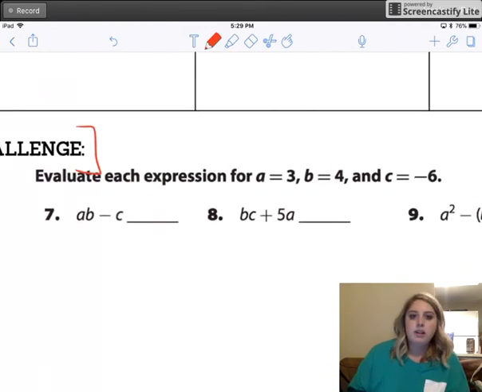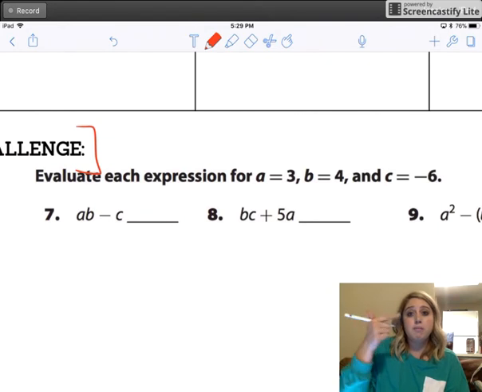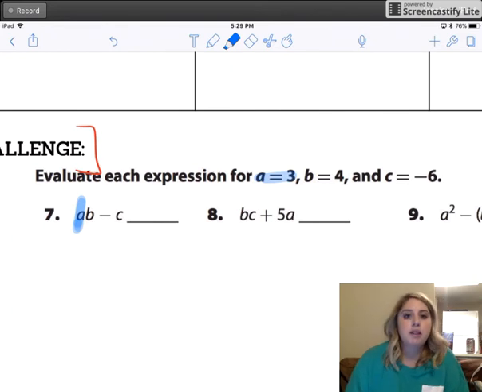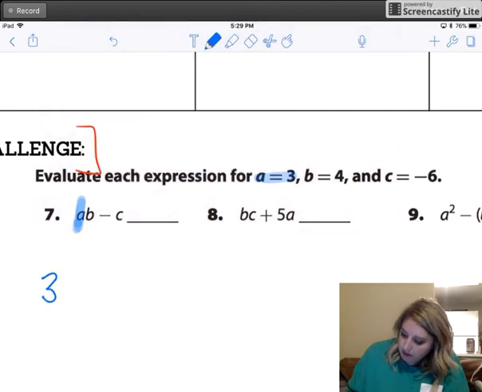So let's look here. This is evaluate each expression, and I'm going to say A equals 3, B equals 4, and C equals -6. I'm giving you a bunch of different things to plug in. So if we look here, A equals 3. That means every time I see an A, I'm going to plug in 3. Remember, when they're squished together like that, that means there's a multiply sign in here.